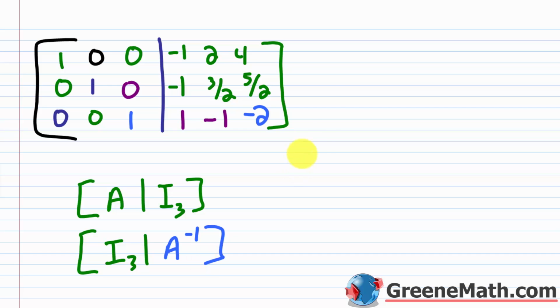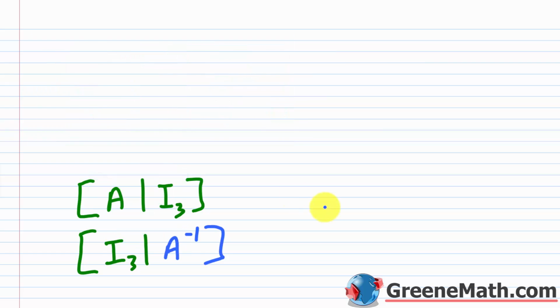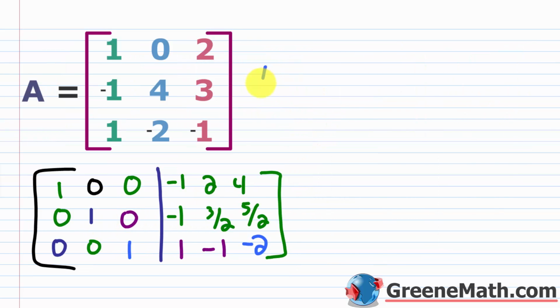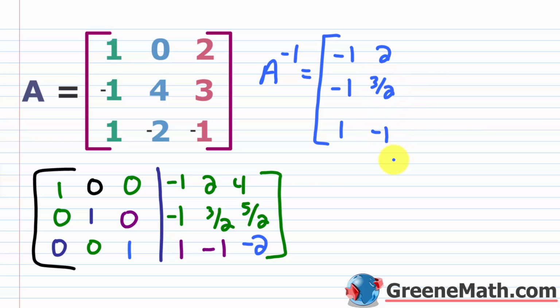If you wanted to, we can just copy this real quick, go back up, and let's just paste this in. We can say that A inverse, okay, is going to be this part right here, on the right. So let me just kind of set this up. We'd say negative 1, and 1. You would have 2. You would have 3/2 and negative 1. You would have 4. You would have 5/2 and negative 2. And so that would be the inverse of this matrix here.